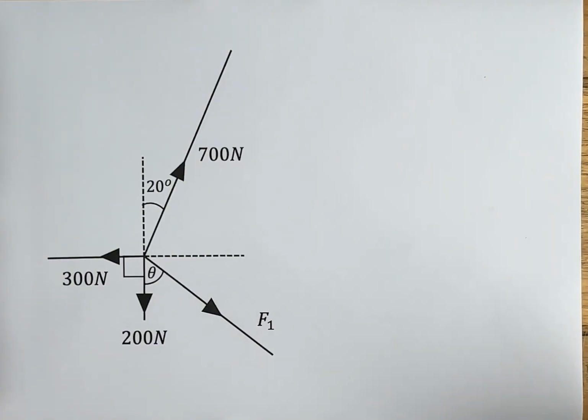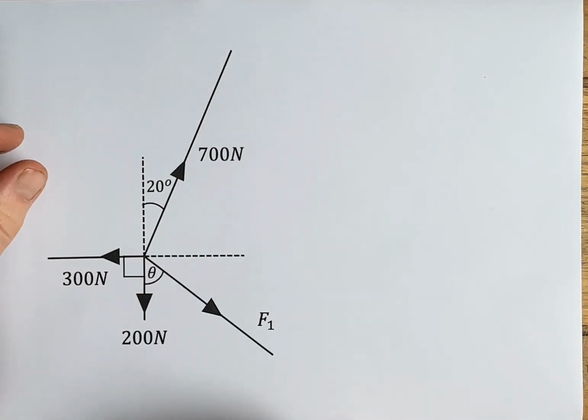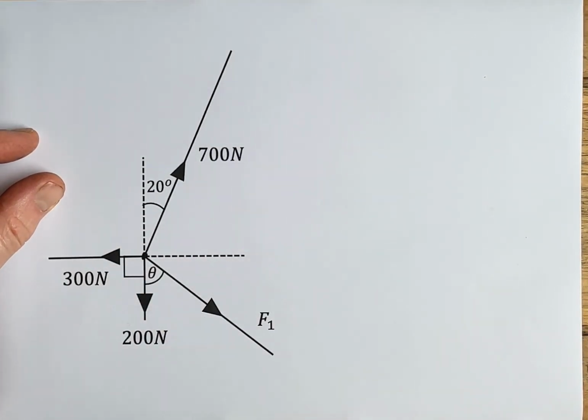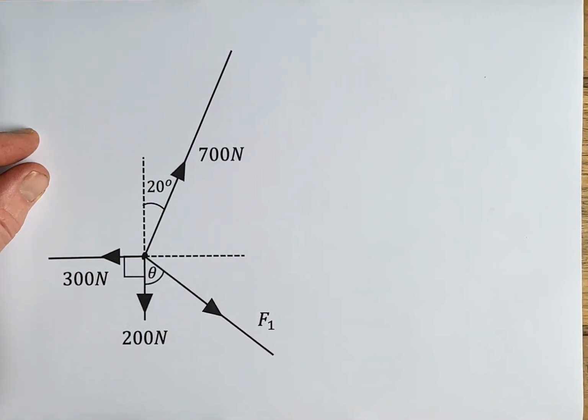Right, so another statics problem. This time we've got 1, 2, 3, 4 forces acting about a point here, and we're assuming that everything's in equilibrium. So as a result of that, we want to work out F1 and this angle theta.